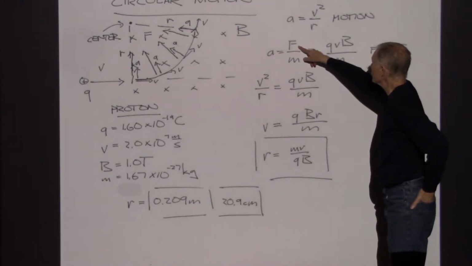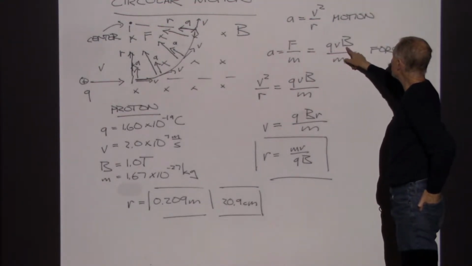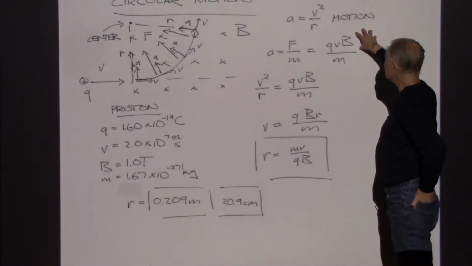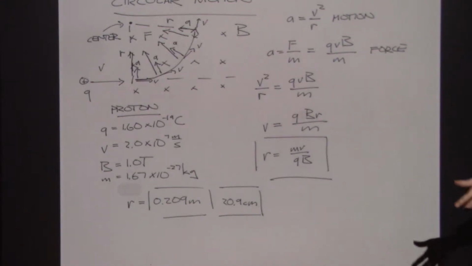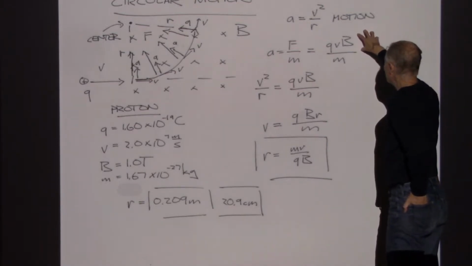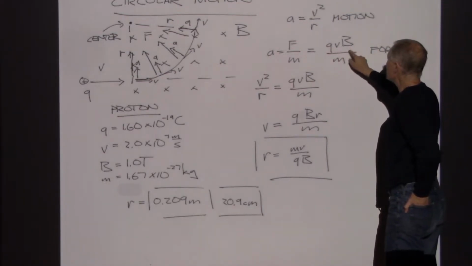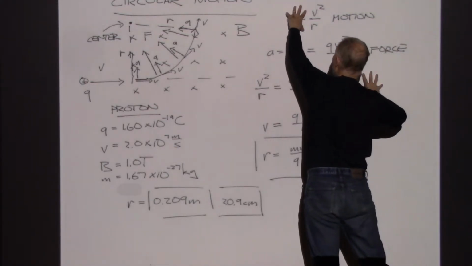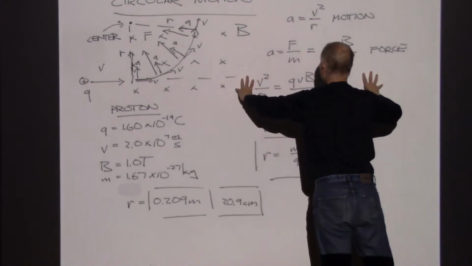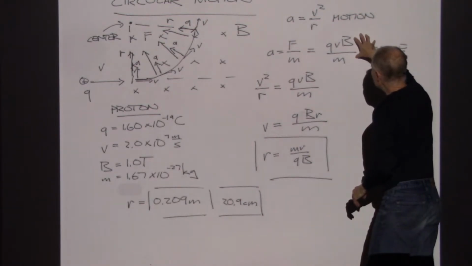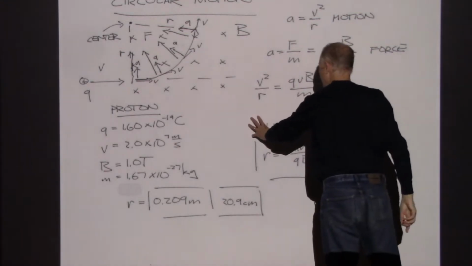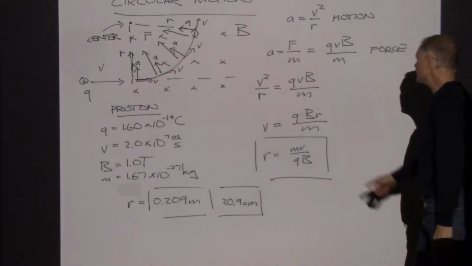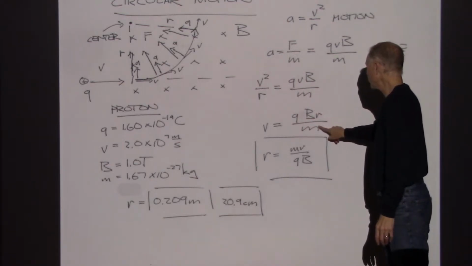Now the force for magnetic effects will be QVB. Now there's a sine of theta here, but we've oriented the picture so that theta is going to be 90 degrees. So we'll ignore that factor because we're at 90 degrees. So the acceleration will be given by QVB over m. That means we can take the kinematic equation, v squared over r, and set it equal to the force equation, QVB over m. Solve for v. V squared over r equals QVB over m.